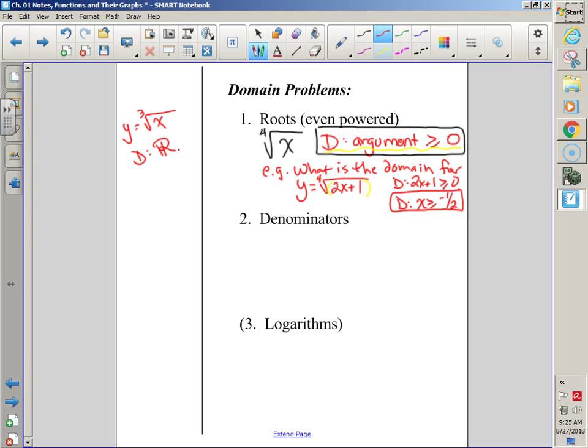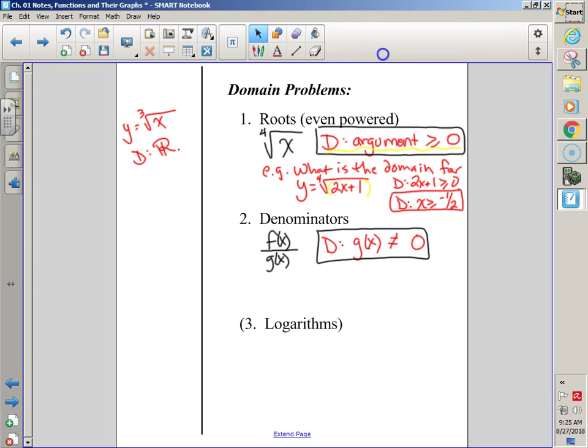Denominators, what's the problem with them? So let's say we had an f of x over a g of x. 0 is the problem, but how is 0 the problem? Who's not allowed to be 0? The denominator. So I'm going to say denominator cannot equal 0. If you don't like the notation-y thing, you can literally just write denominator can't be 0, just like I said the radicand can't be negative. So whenever you see denominators, take that denominator and set it not equal to 0.